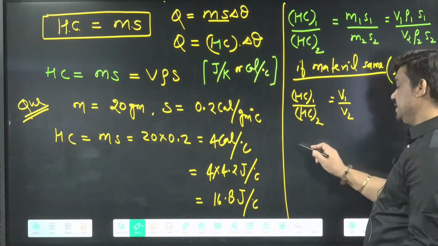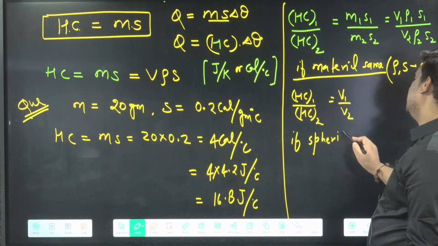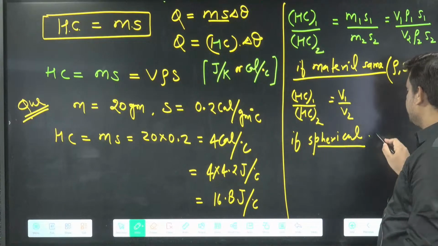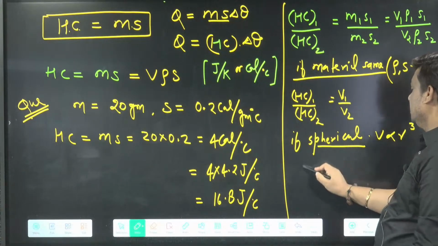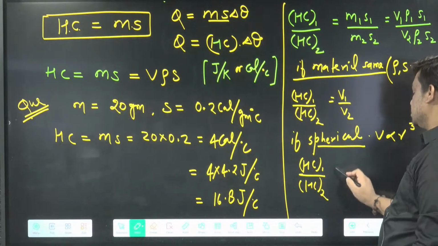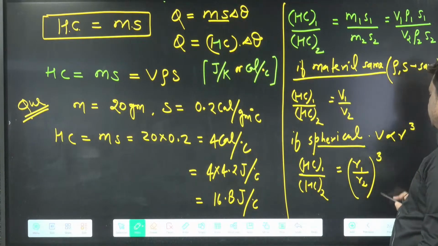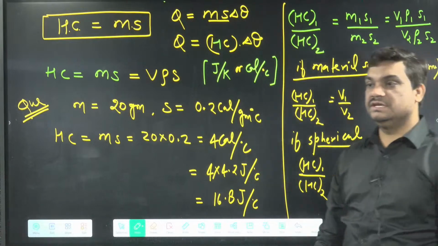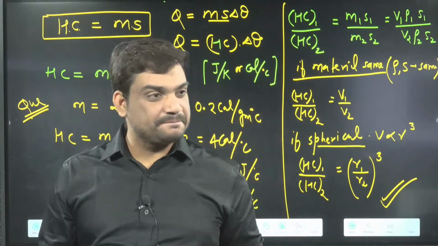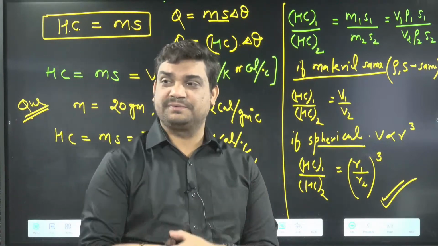I am writing for the sphere. If spherical object given, then we can say for the spherical object we can write volume proportional to R cube. So we can say HC1 divided by HC2 finally will be equal to, in this one, your R1 by R2 whole cube. I hope this one is clear. Yes, HC1 by HC2 equal to R1 by R2 whole cube. Clear? Can we do questions on this? Some of the questions on this topic.